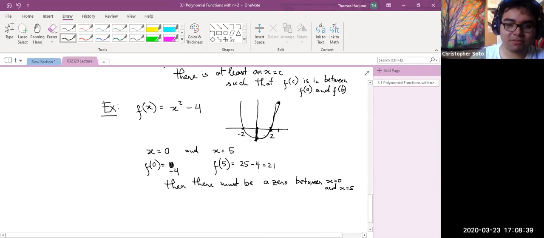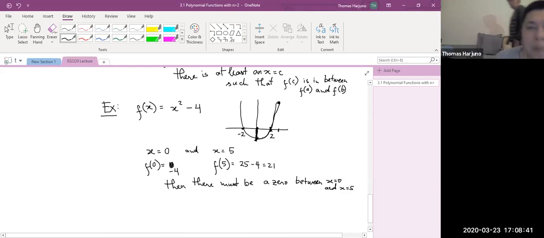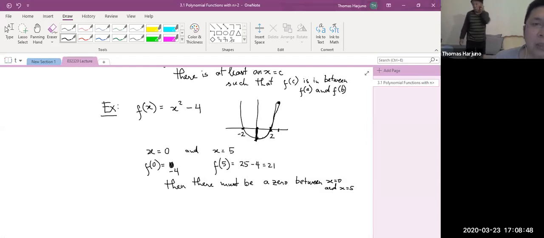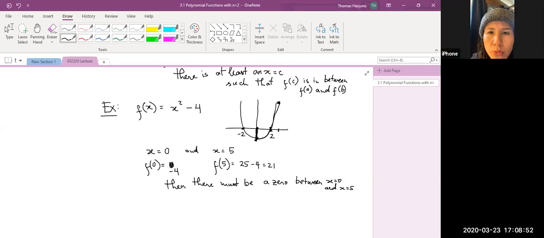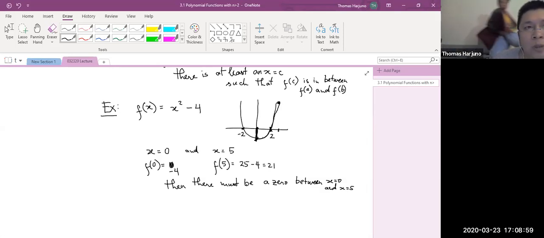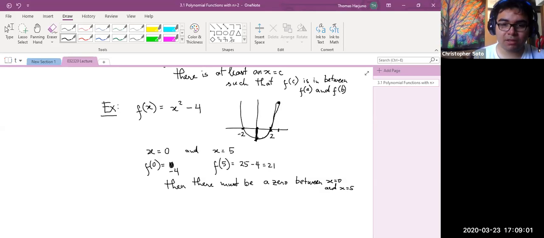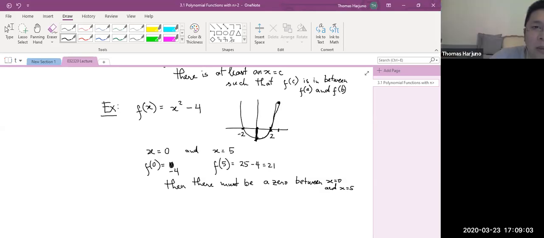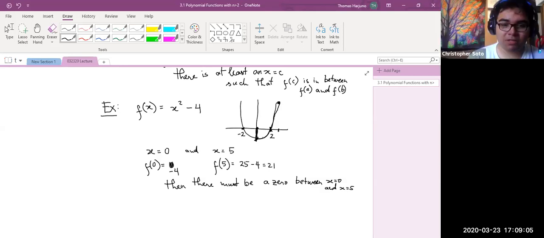But this intermediate value theorem only tells us the existence. It doesn't tell us what the zero will be. It just tells us there must be a zero in between. It's like there's something there. If these two things exist, then this will exist, for sure.